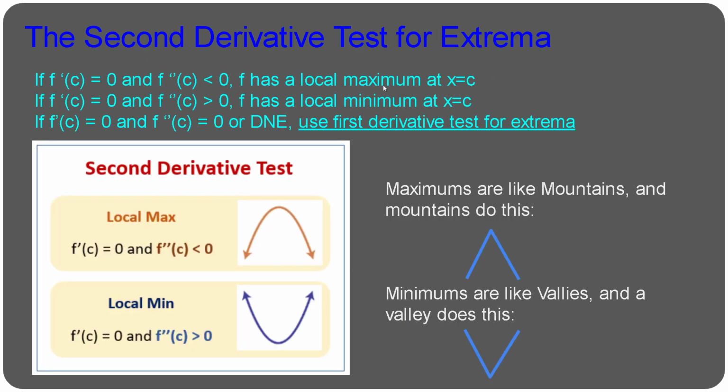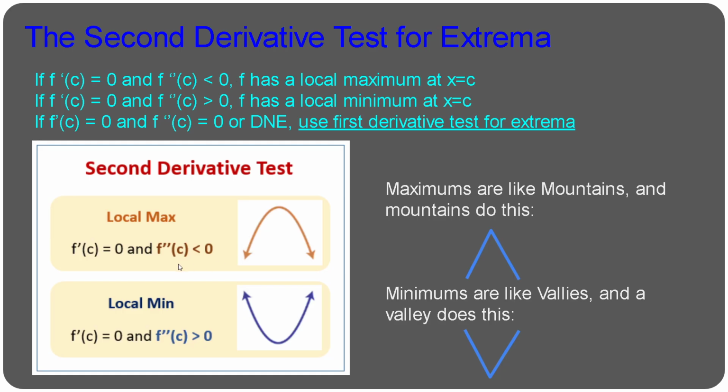So the second derivative test is all about concavity. If f prime of c is equal to 0 and f double prime of c is less than 0, that means that f of x has a local maximum at c. Let's go over why. So f double prime of c is less than 0. That means that it's going to be negative. That means concavity is down.